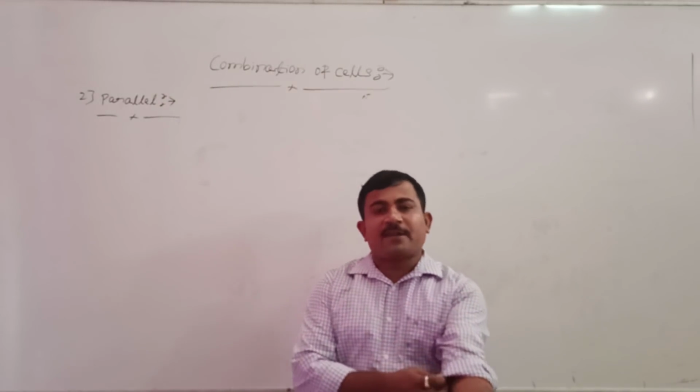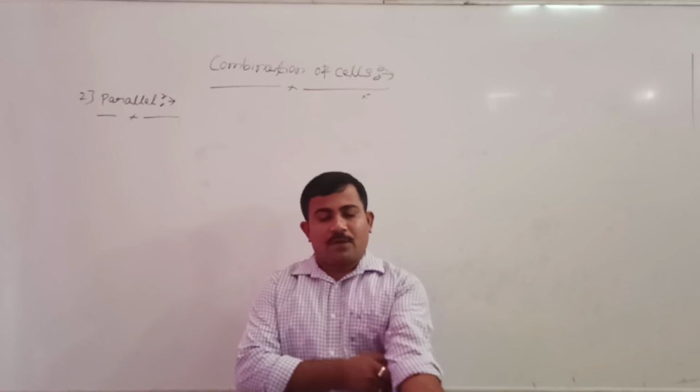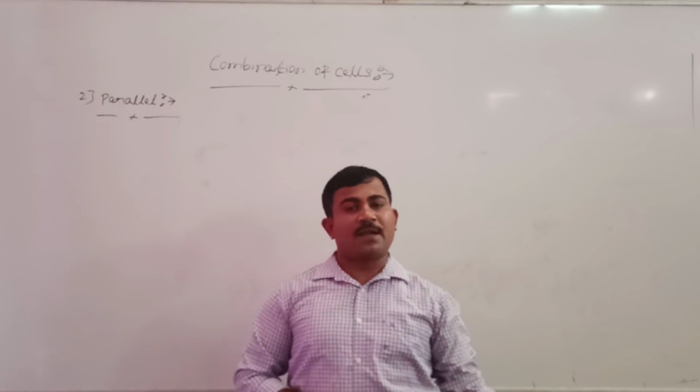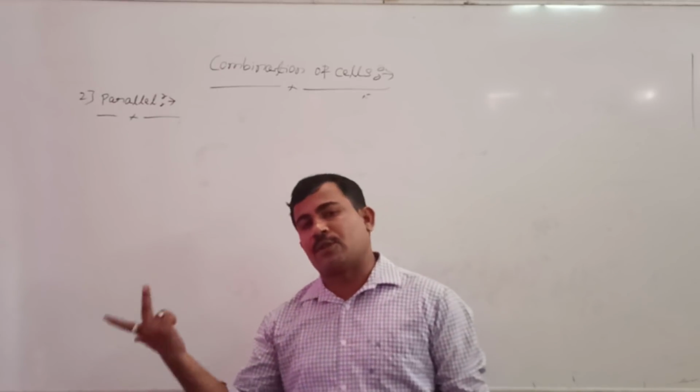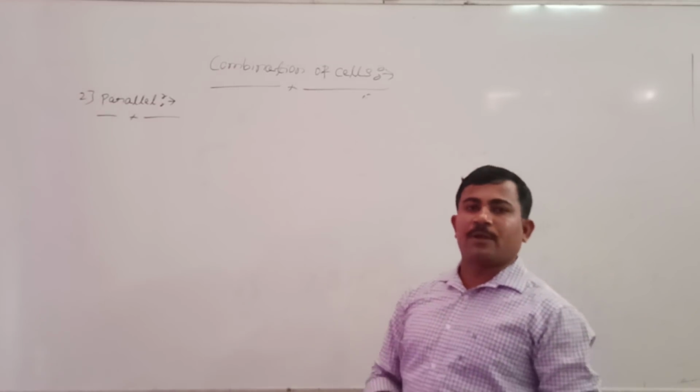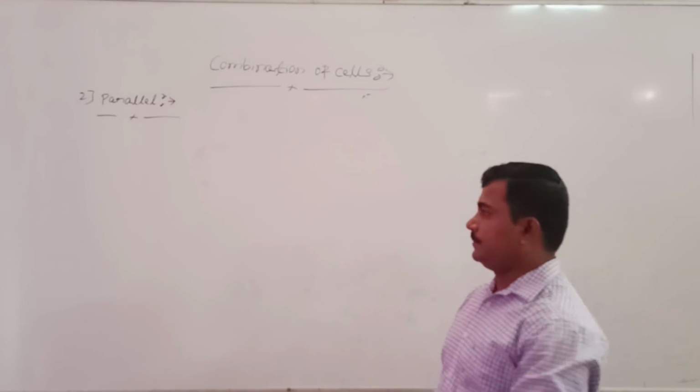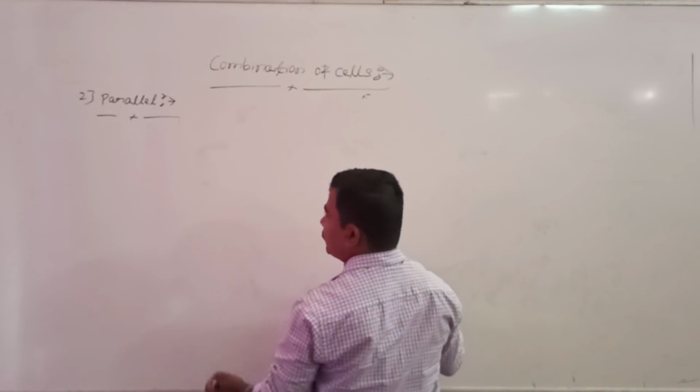Again, we know that the parallel combination of cells is what? All the positive terminals of the cells are connected to one common point and all the negative terminals of the cells are connected to another common point. This combination we are calling combination of cells in parallel. Right?